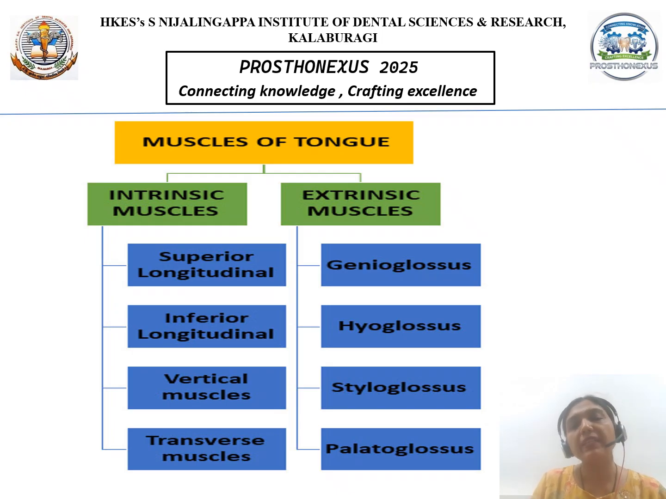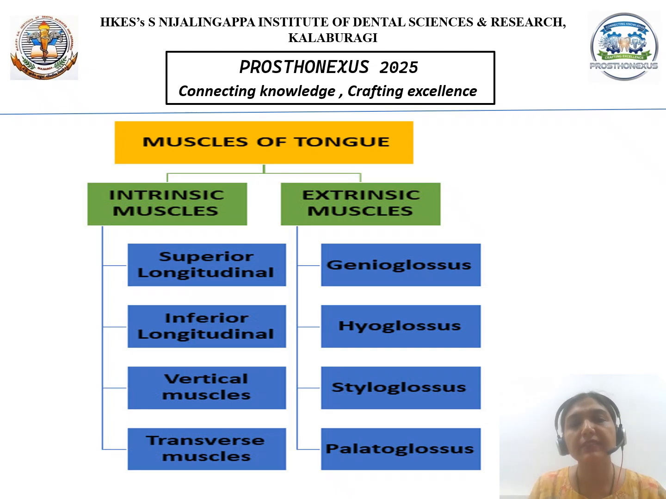Under intrinsic muscles we have superior longitudinal, inferior longitudinal. So it is easy to remember it, the names contradict each other. There is a superior longitudinal and there is an inferior longitudinal intrinsic muscle. And then there is the vertical and transverse muscle which is present.